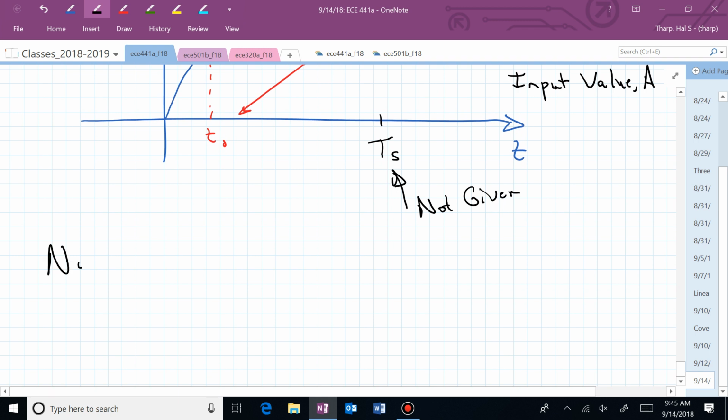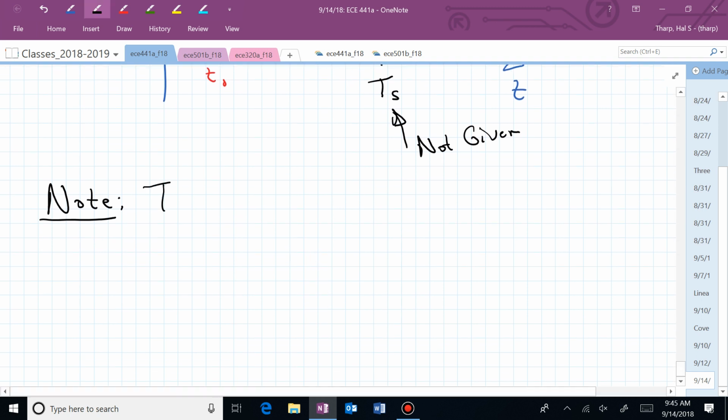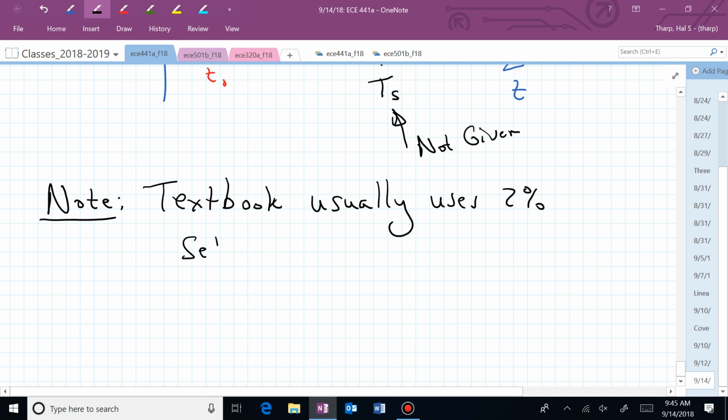And maybe I should say that this textbook probably throws out the 1% and they use the 2%. So if you like 2% milk versus... So the textbook usually uses a 2% settling time. And that's now approximated by 4 tau instead of 5 tau.